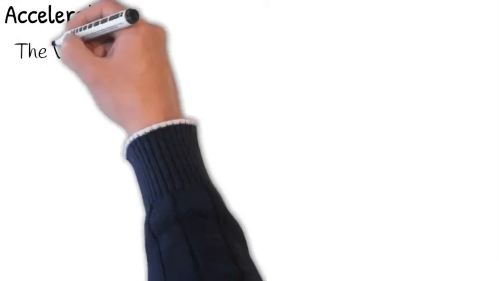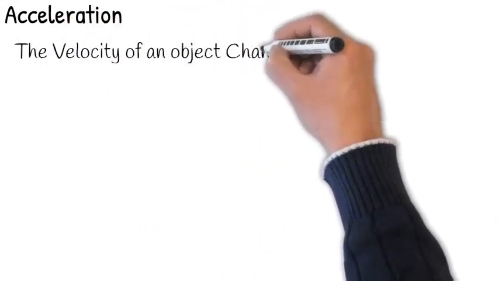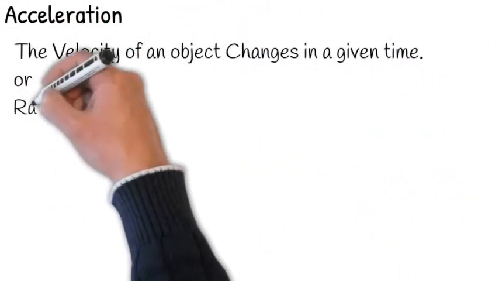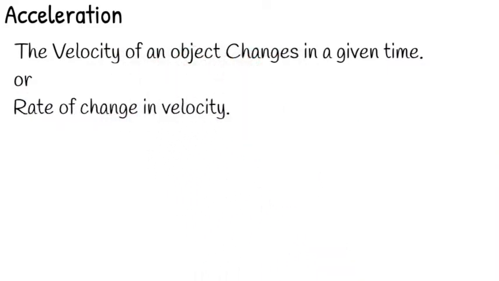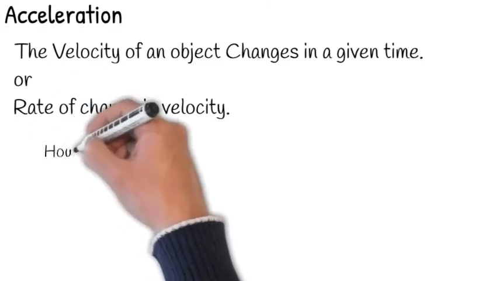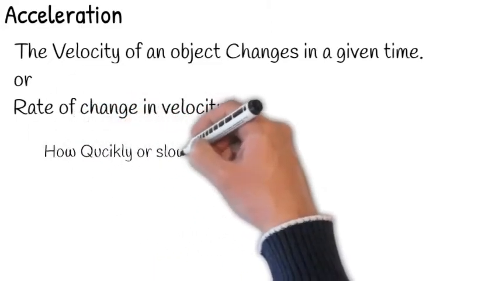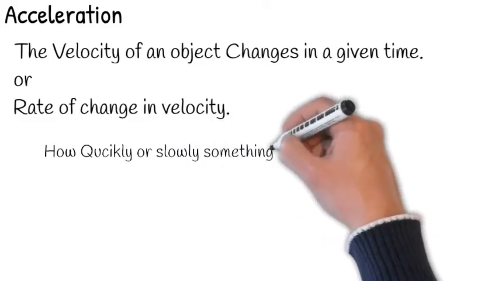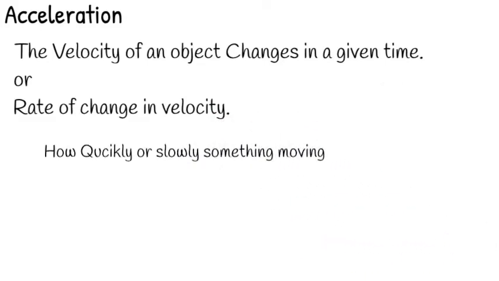What is acceleration? The change in velocity of an object in a given time, or the rate of change in velocity, is called acceleration. Basically, acceleration means how quickly or slowly something is moving. We understand acceleration more deeply through graphs.